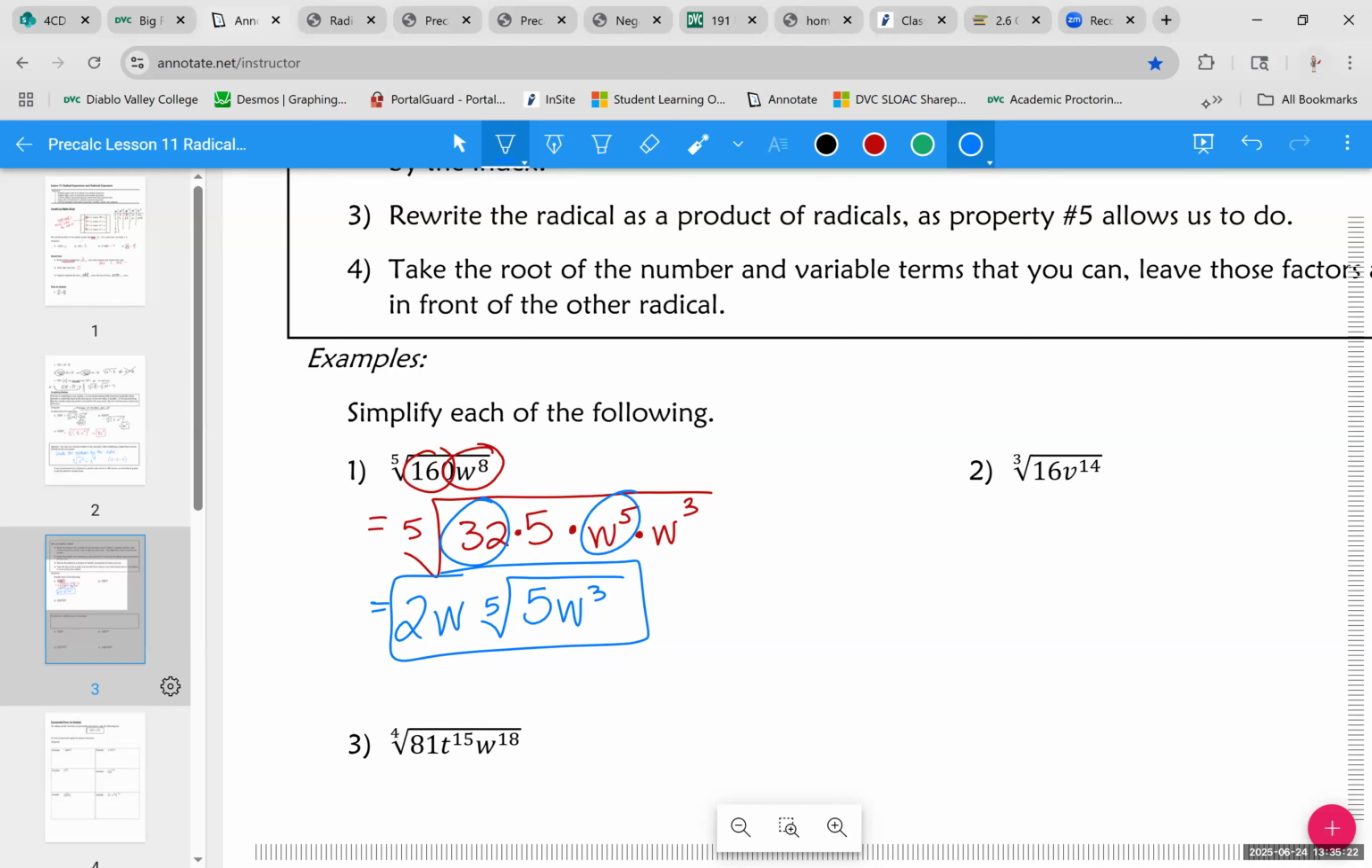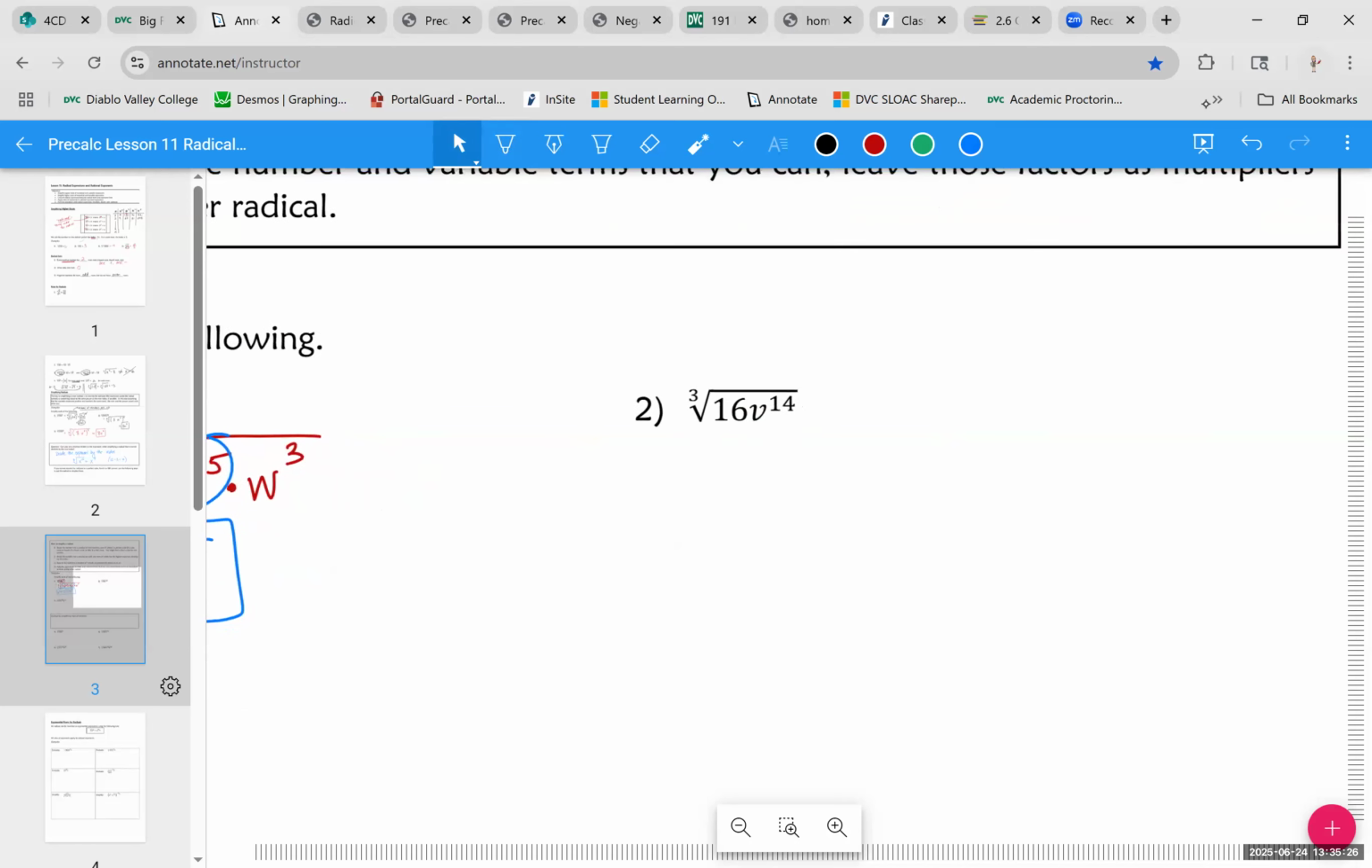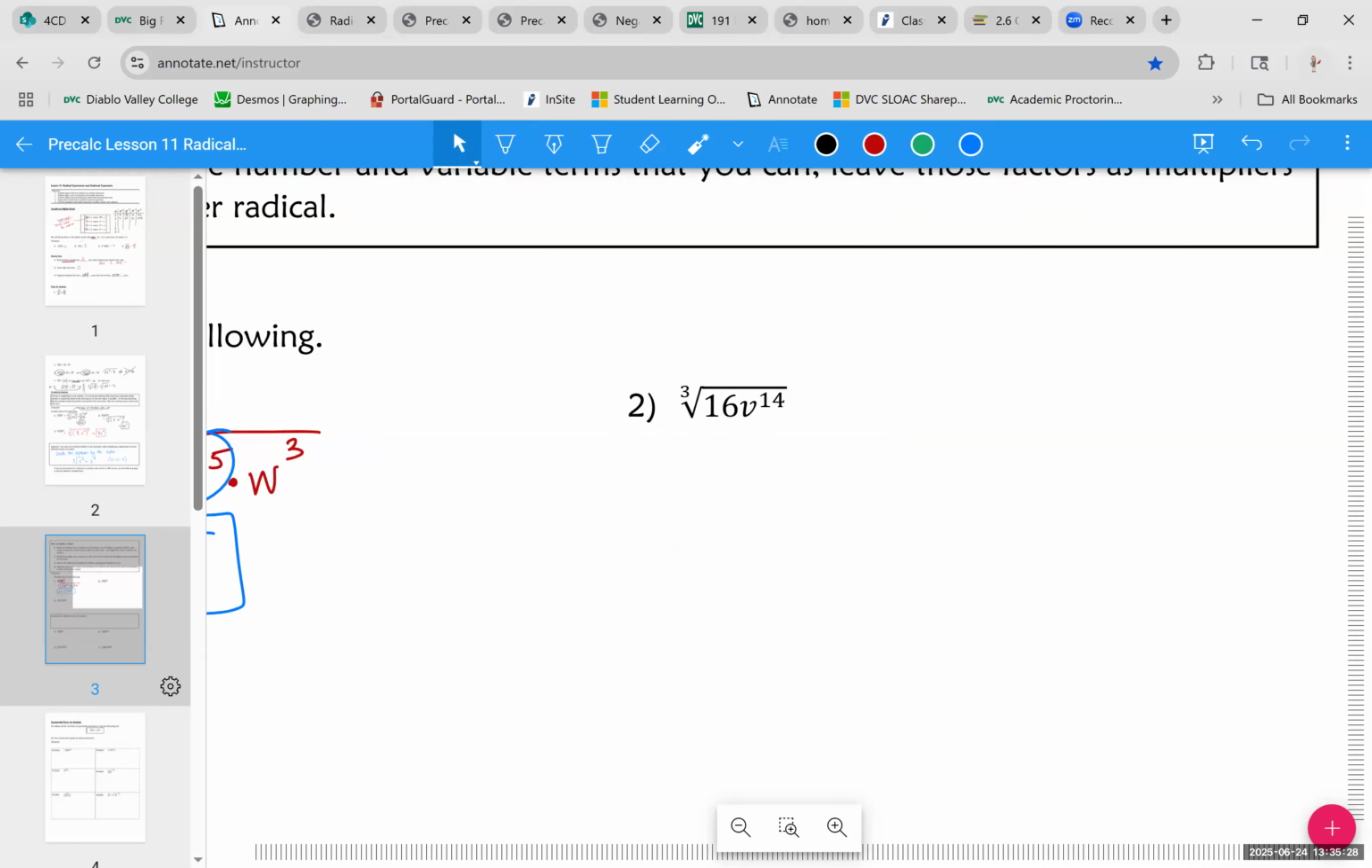Okay, let's do one more. Then I'm going to have you try the last one on your own. So now I have a cube root. So I'm looking to rewrite 16 as a perfect cube times whatever is left. So 16 is 8 times 2, and the cube root of 8 is 2.